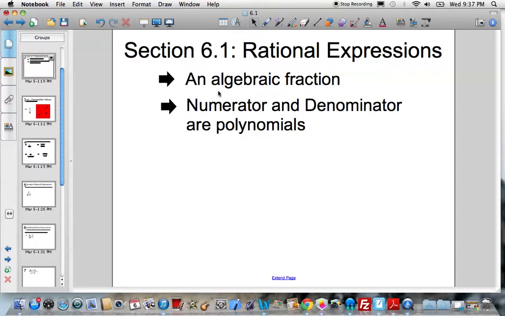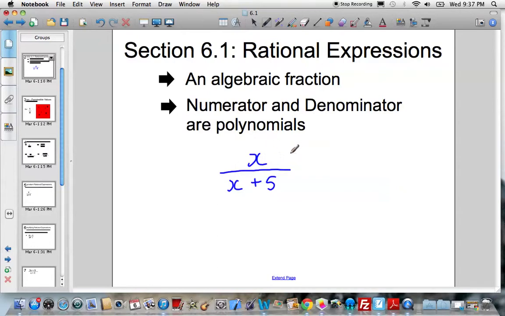So a rational expression is really similar to what a rational number is. A rational number is any number that can be written as a fraction, where a rational expression is just an algebraic fraction, where the numerator and denominator are both polynomials. An easy example of that would be something like x all over x plus 5. That's just an example of a rational expression.